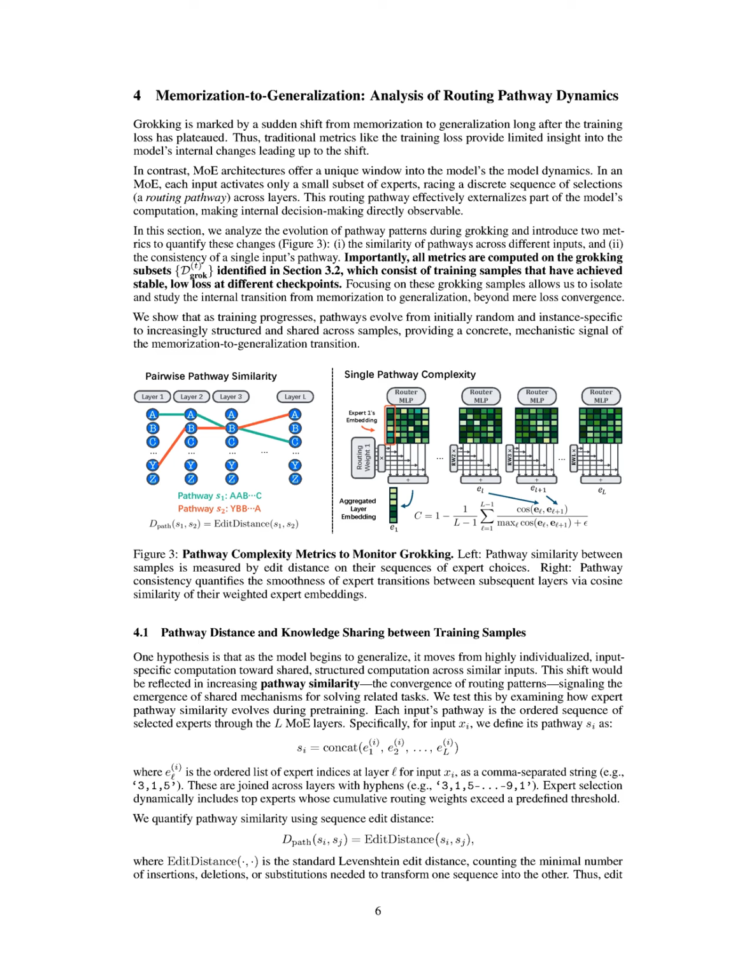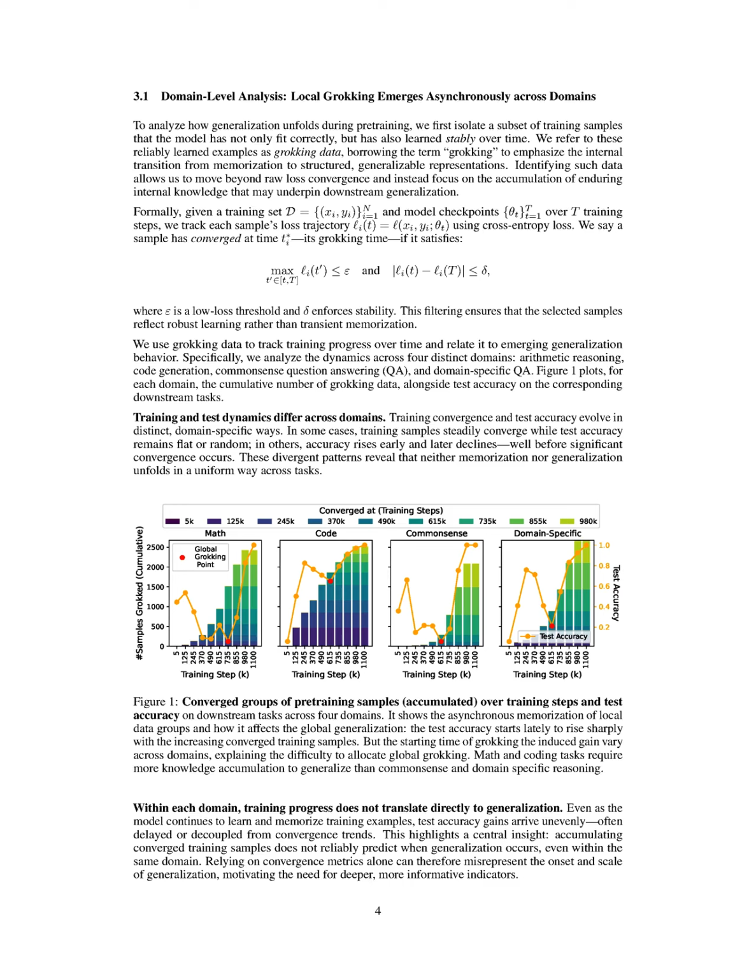The proposed method tracks the dynamics of expert pathways during training by analyzing the routing patterns in a mixture of experts, MoE, architecture, specifically focusing on two key metrics, pathway similarity and pathway consistency. First, we identify a subset of training samples termed grokking data, which have achieved stable low loss at various checkpoints, allowing us to isolate samples that reflect robust learning.